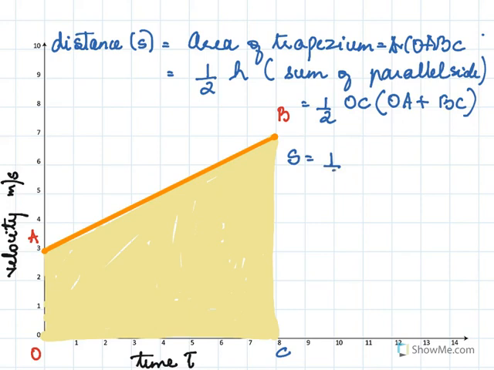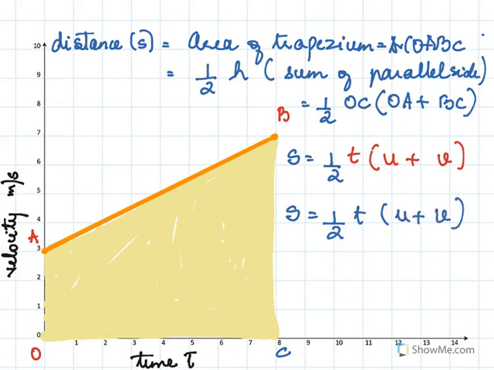So the distance S that we are calculating is half. Now we know this OC is nothing but T. So for OC I'll put T. For OA, you know OA is U. And BC till here we know is V. So let's write that out too. So you have U plus V. So S equal to half T into U plus V.